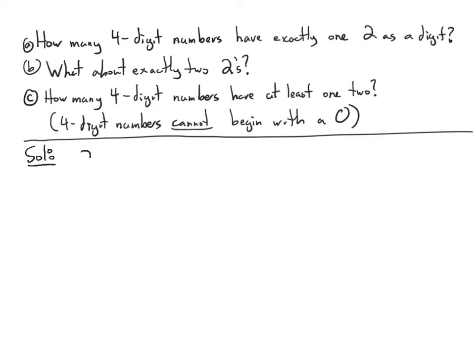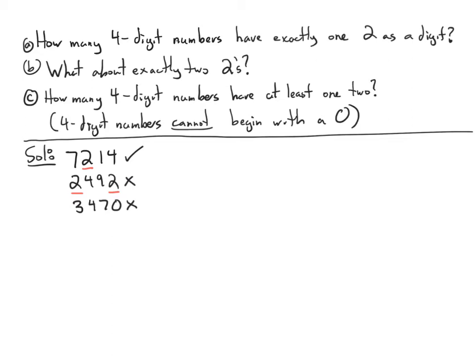So something like 7, 2, 1, 4, that's something we want to count because it has exactly one 2. Something like 2, 4, 9, 2, we don't want to count this because it has two 2s. Or we don't want to count something like 3, 4, 7, 0 because that has zero 2s. We want exactly one 2.